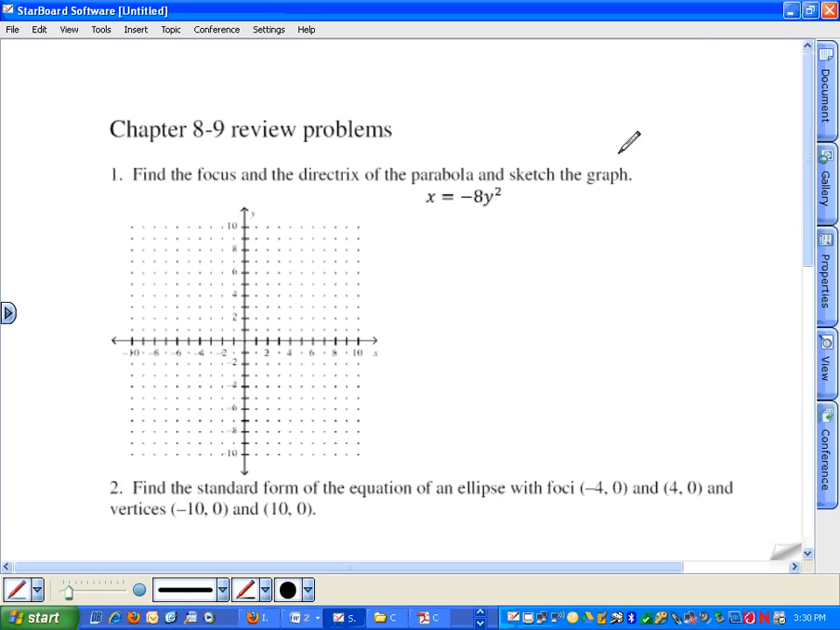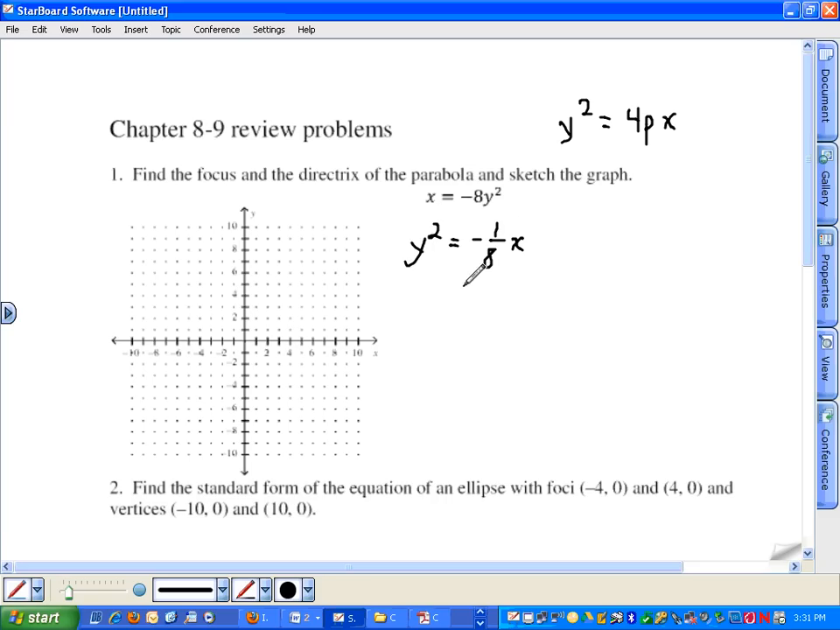Now, in section 8.1, horizontal parabolas are of the form y squared equals 4px. What we did is we compared the equation given to us to this general form. So what we need to do in this one is manipulate it so that y squared is on the left side. The -8 needs to be on the side with the x. So if we divide both sides by -8, we're going to get the equation y squared equals -1/8 times x.